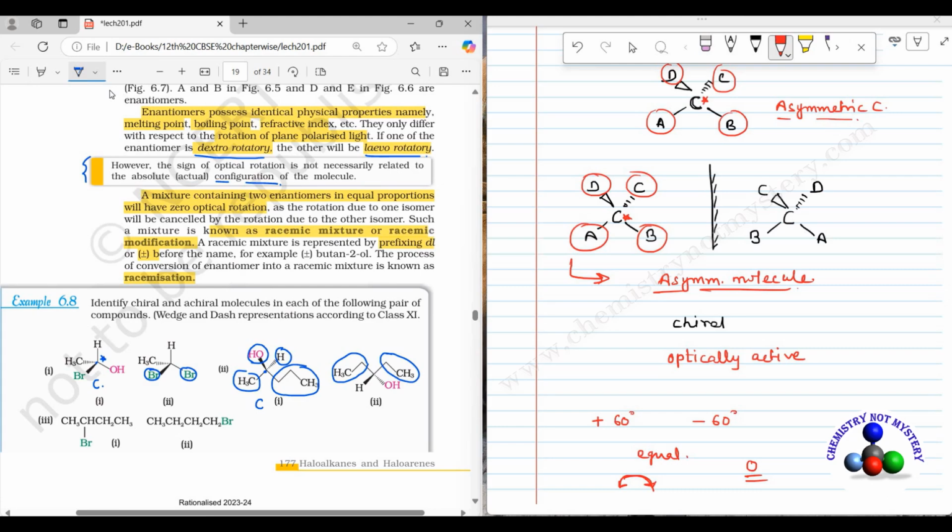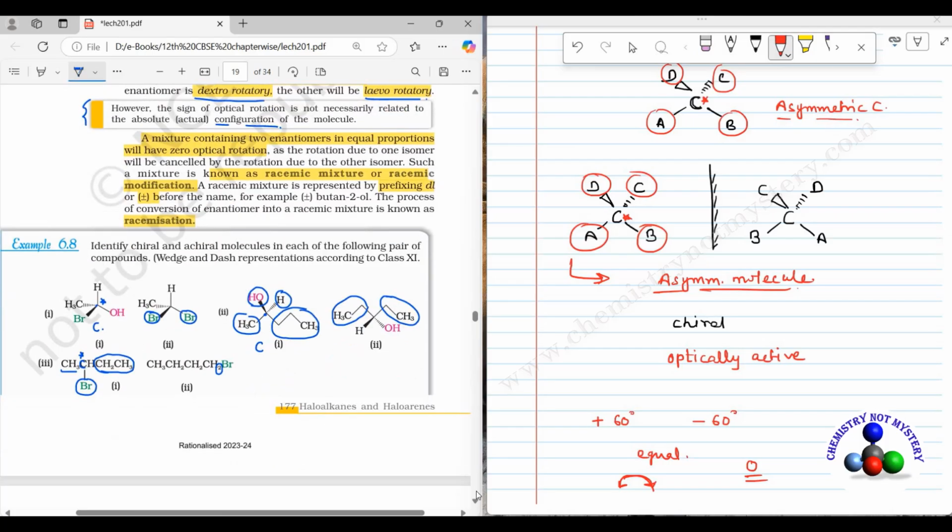In this structure, this carbon on one side is bonded to Br, on the other side to methyl, here to ethyl, and on the fourth side to hydrogen. So this carbon is a chiral carbon and the molecule will be a chiral molecule. While in the second structure, this carbon is bonded to two hydrogens. That means it is an achiral molecule.